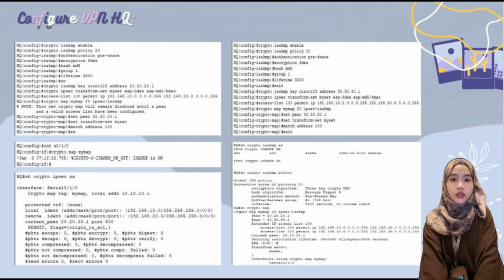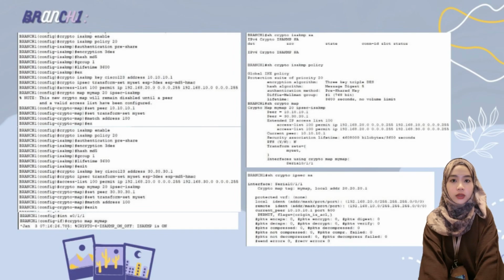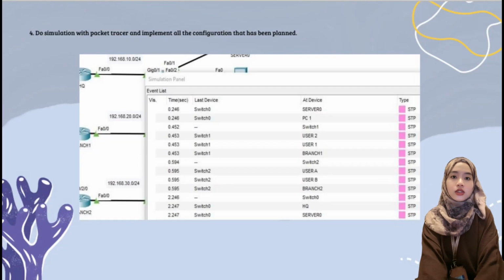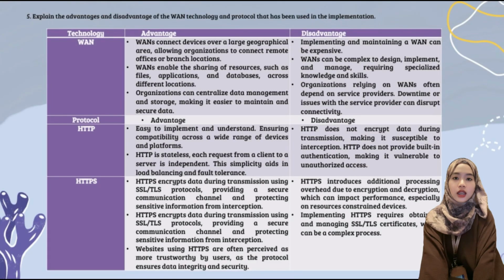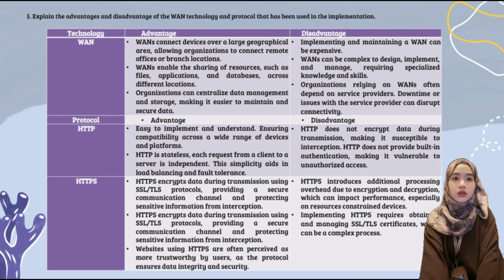So this is the command to configure VPN for HQ, and this is the command to configure VPN for branch 1, and this is the command for branch 2. So the next is the network simulation with Packet Tracer and all the configuration that has been planned. Next, I want to explain the advantages and disadvantages of the one technology and protocol that has been used in the implementation. Technology 1.